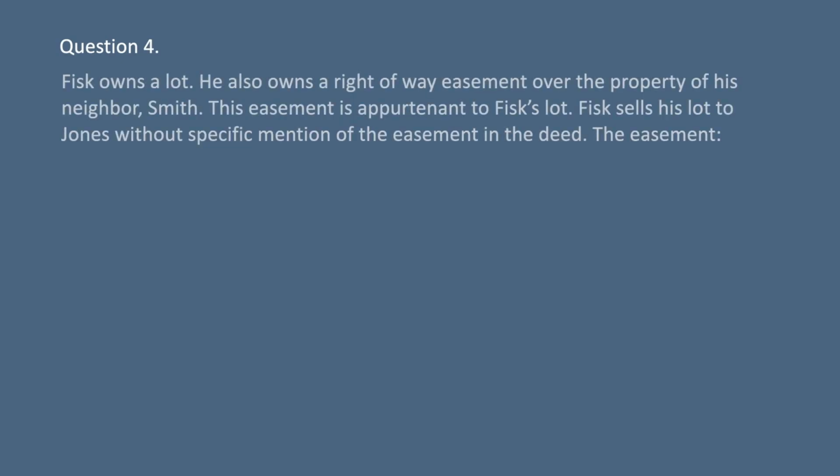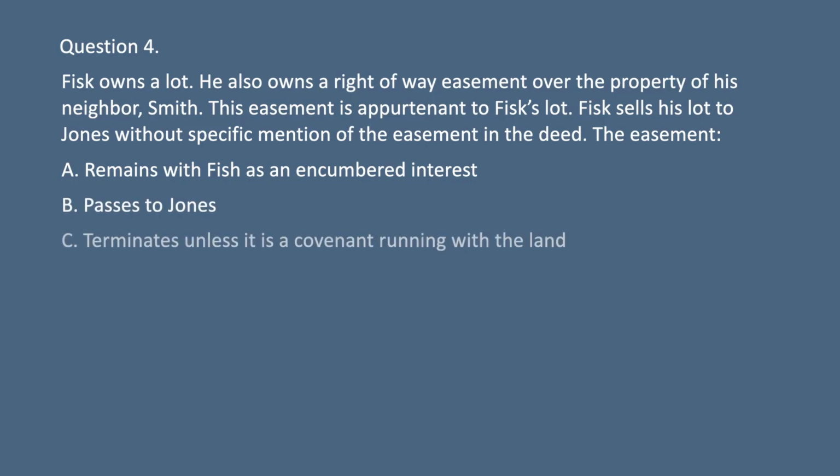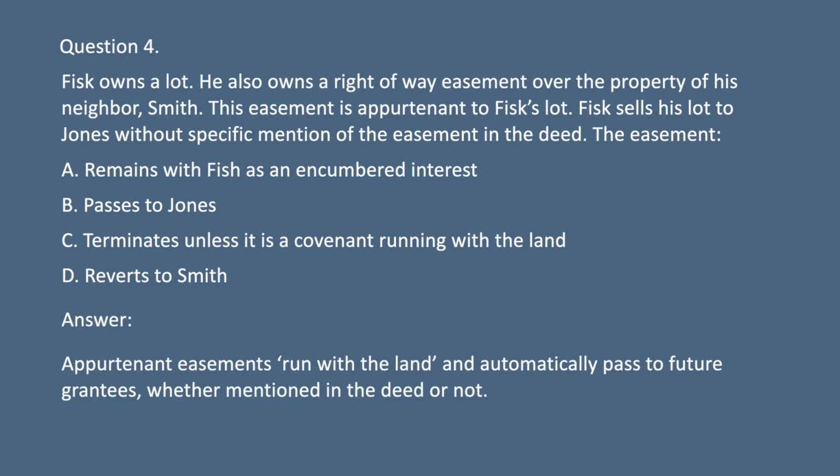Question 4. Fisk owns a lot. He also owns a right-of-way easement over the property of his neighbor, Smith. This easement is appurtenant to Fisk's lot. Fisk sells his lot to Jones without specific mention of the easement in the deed. The easement A. remains with Fisk as an encumbered interest. B. passes to Jones. C. terminates unless it is a covenant running with the land. D. reverts to Smith. Answer B. Appurtenant easements run with the land and automatically pass to future grantees, whether mentioned in the deed or not.